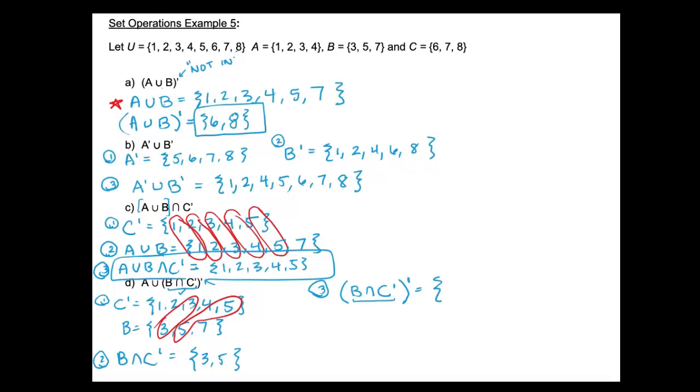And I'm going to say to myself, what is not in this set? So what is in the universal set but not in here? So I'm going to write down everything except the 3 and the 5. So 1, 2, skip the 3, 4, skip the 5, 6, 7, and 8. So now I'm done with all of this stuff.